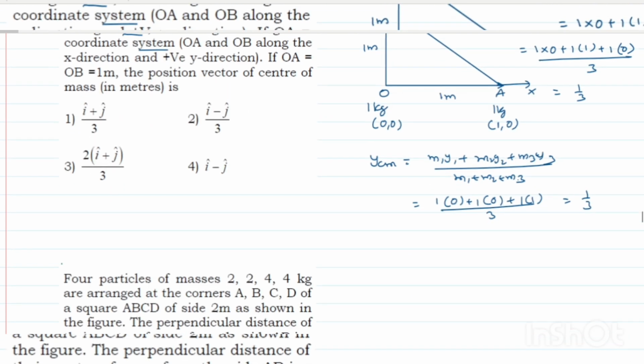They are asking for the position vector, students. The position vector RCM is equal to x i cap plus y j cap. That means the position vector is 1 by 3 i cap plus 1 by 3 j cap, so i cap plus j cap by 3. This is the correct answer.